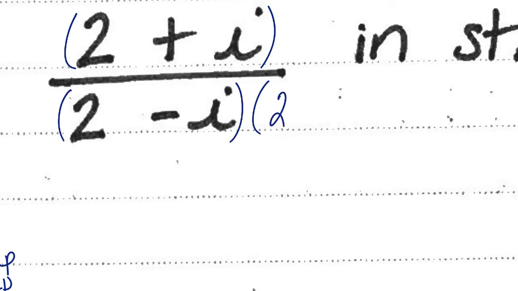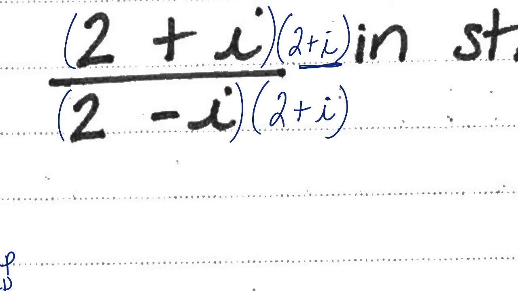Remember, I can multiply anything through by 1. So if I put 2 plus i over 2 plus i and I multiply it by this fraction, I can multiply anything through. This is just equal to 1. And I don't change its value. So on the top, first terms, 4.